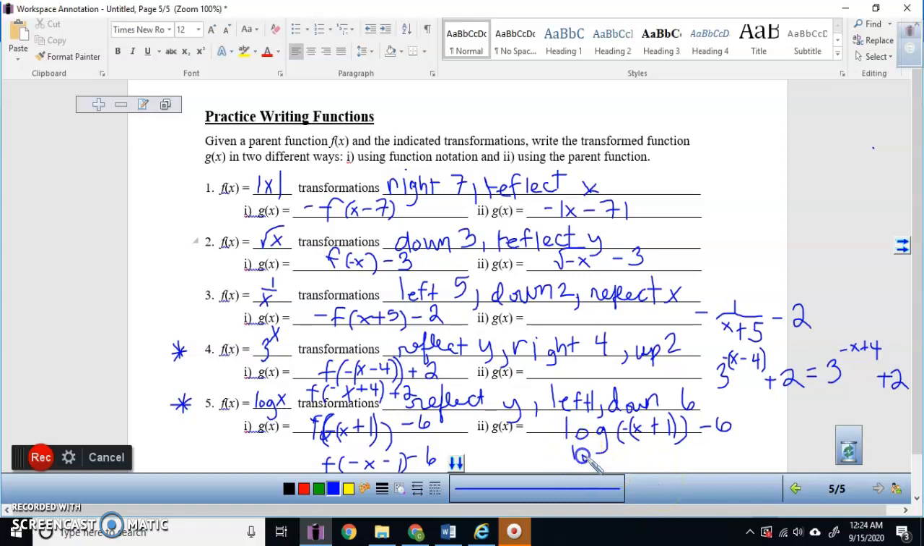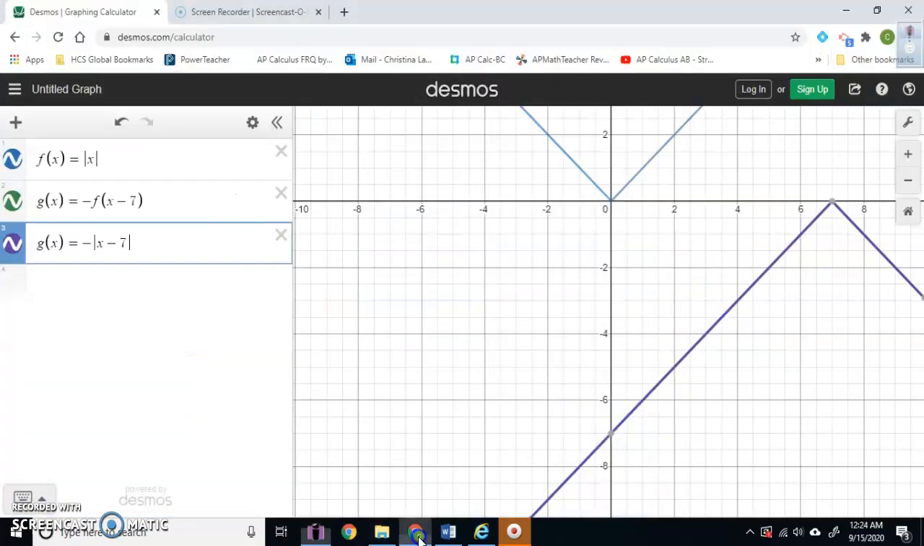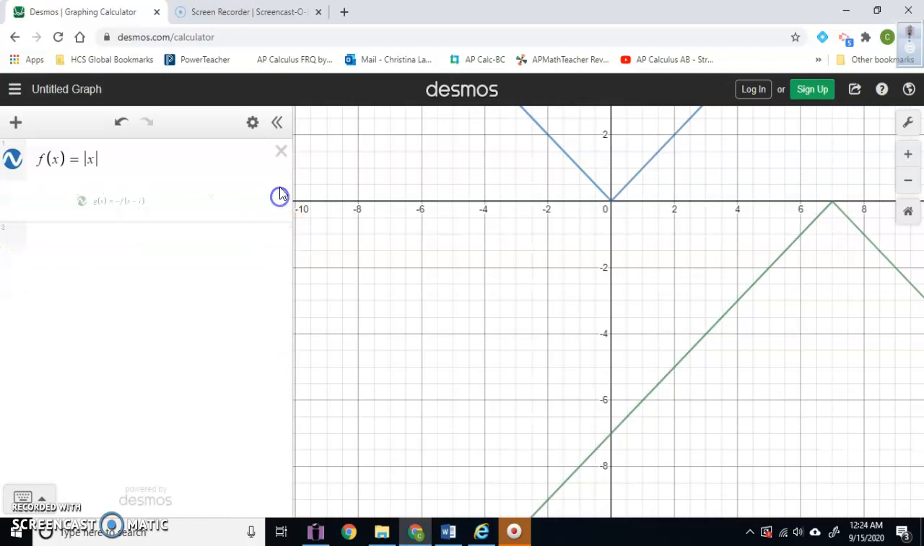Or if you want to go ahead and distribute that negative, you're more than welcome to. You'll have one set of parentheses instead, and you'll have negative x minus 1 inside those parentheses. Okay, so it's very important that when you're combining your reflections with moving it left and right, that you either put an extra set of parentheses with the negative on the outside, or you go ahead and distribute that negative using the distributive property. Okay, I will check number 5. So let's go in Desmos for this one.